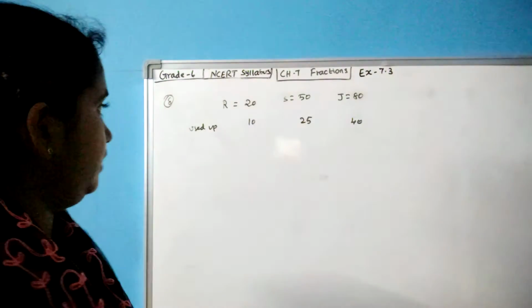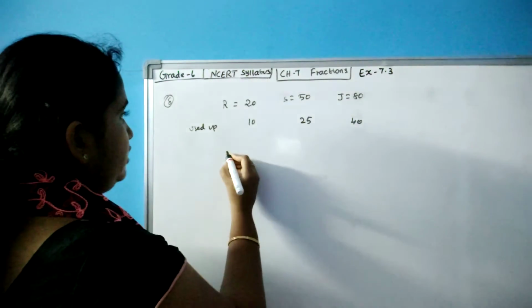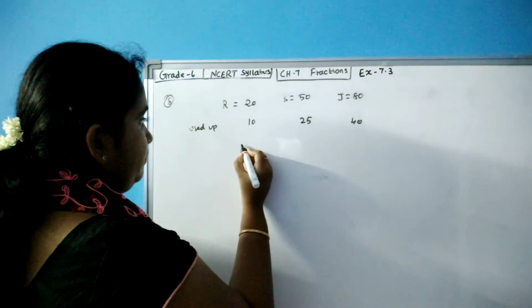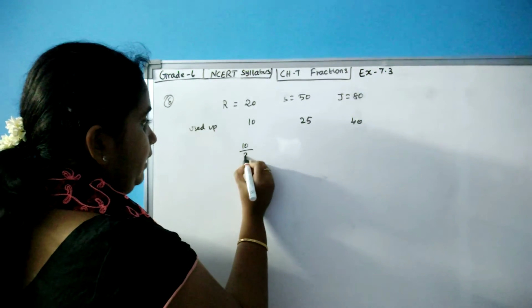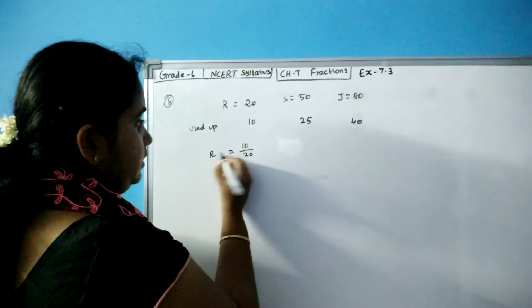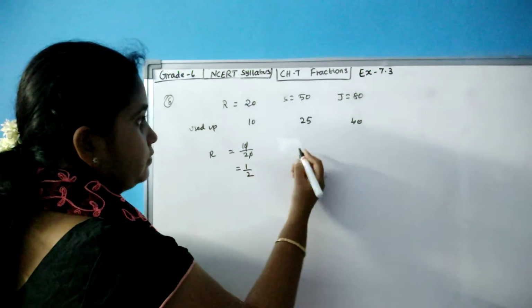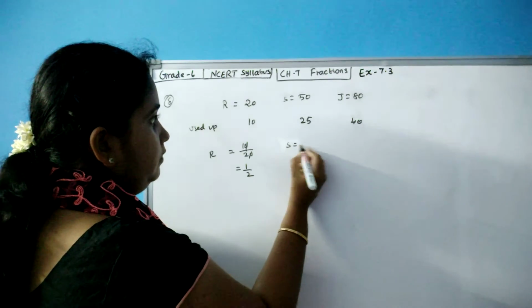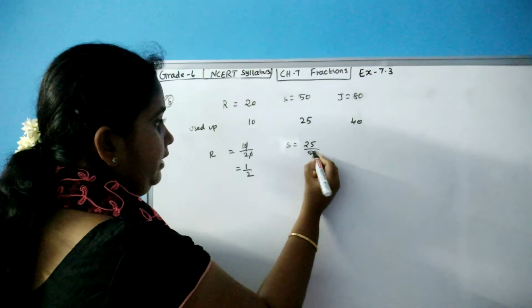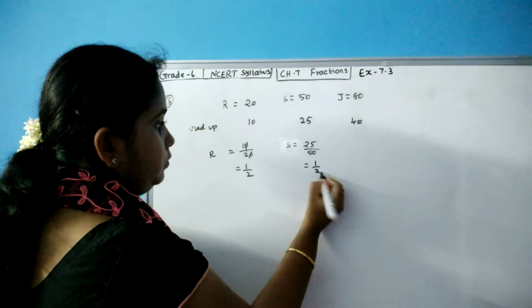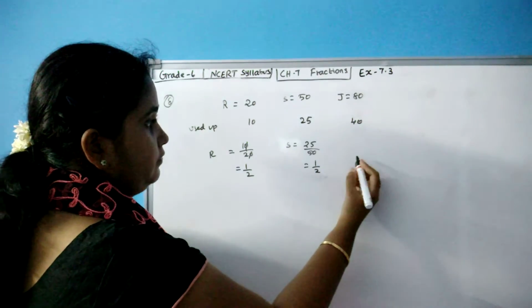Okay. So now let's move on to the sum. So fraction of Ramesh used up pencils is 10 by 20. Okay, Ramesh 10 by 20. So if you simplify, you get 1 by 2, cancelling zeros. And then Sheelu, you get 25 by 50. So that is 1 by 2 again. 1 25s are 25, 2 25s are 50.